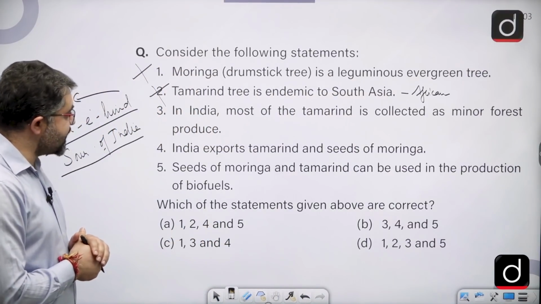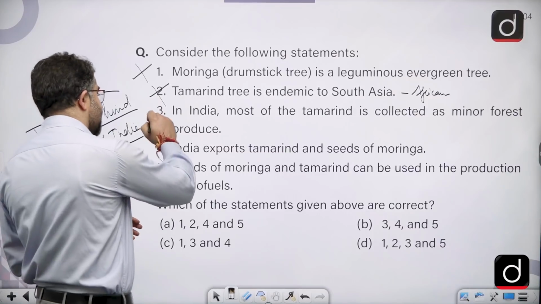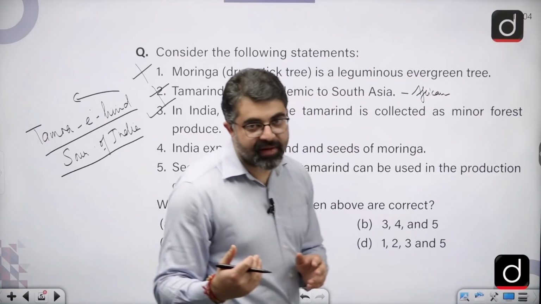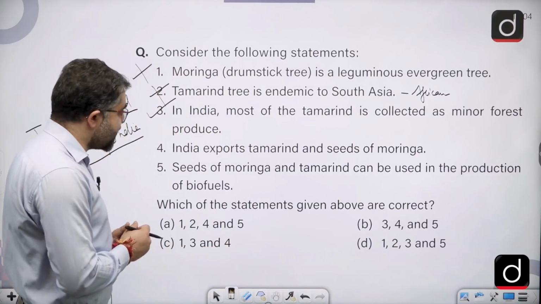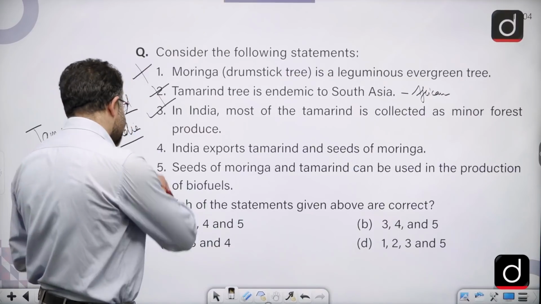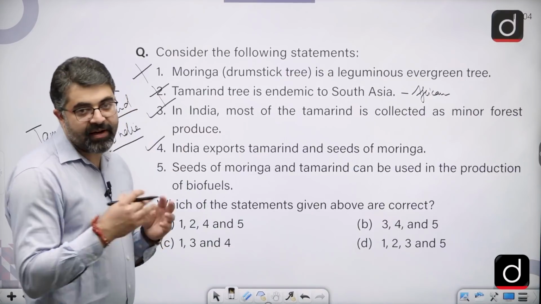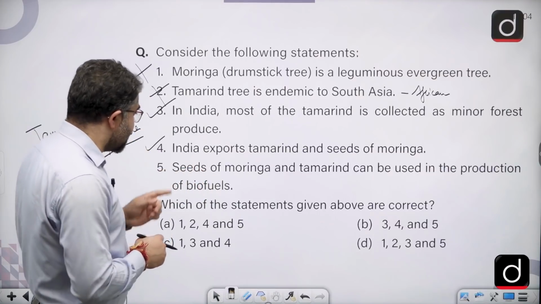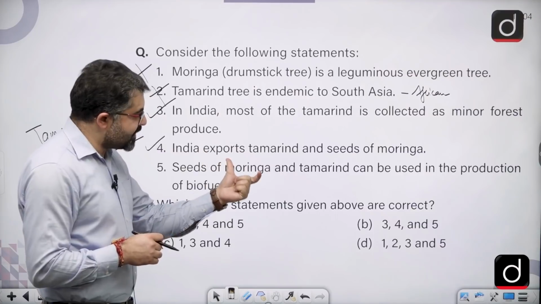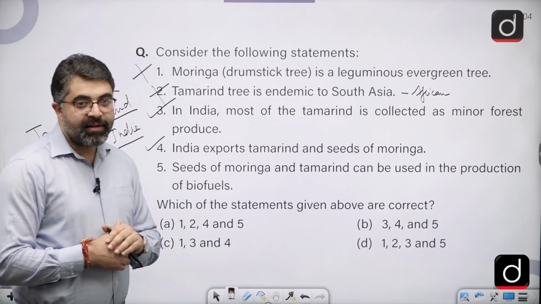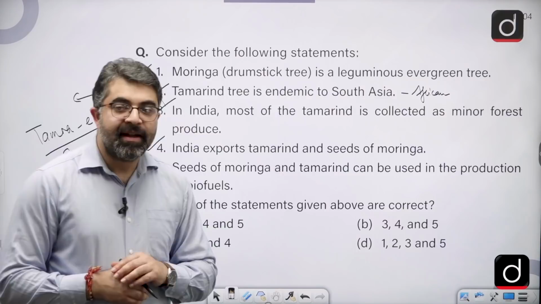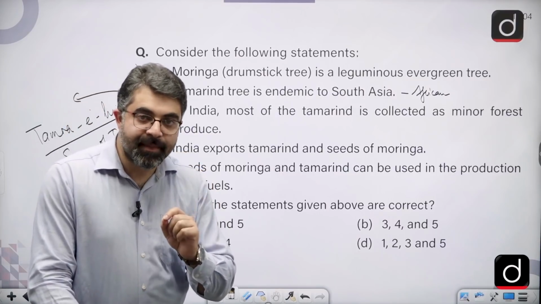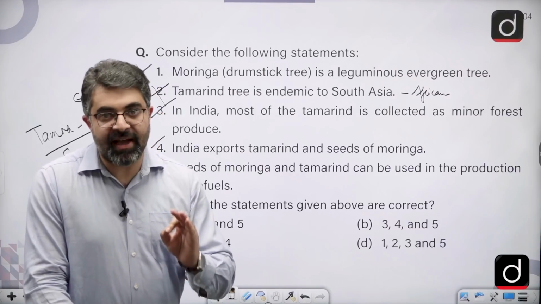In India, most of the tamarind is collected as a minor forest produce. Yes, it is a minor forest produce in the deciduous varieties. You can see tamarind in the southern part of India also. India exports tamarind and seeds of moringa. Yes, it does. India does, and is also one of the largest exporters. Then, whether the seeds of moringa and tamarind can be used in the production of biofuel. This is again a question which is very tricky. Tamarind, we have not heard much about it, but if you see the drumstick seeds, moringa seeds are used as a biofuel.